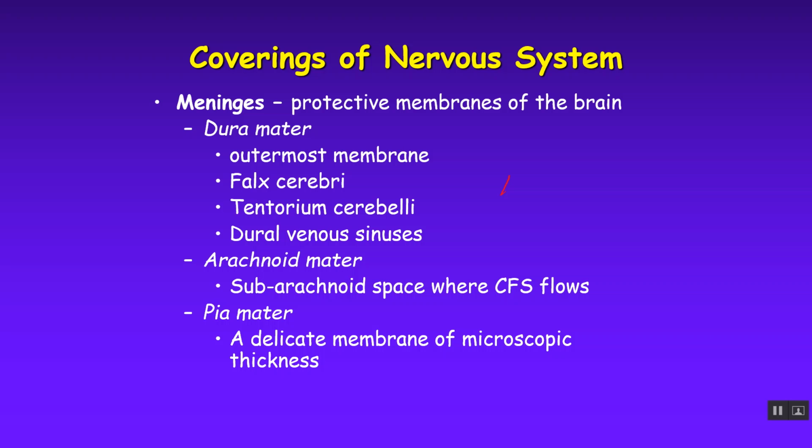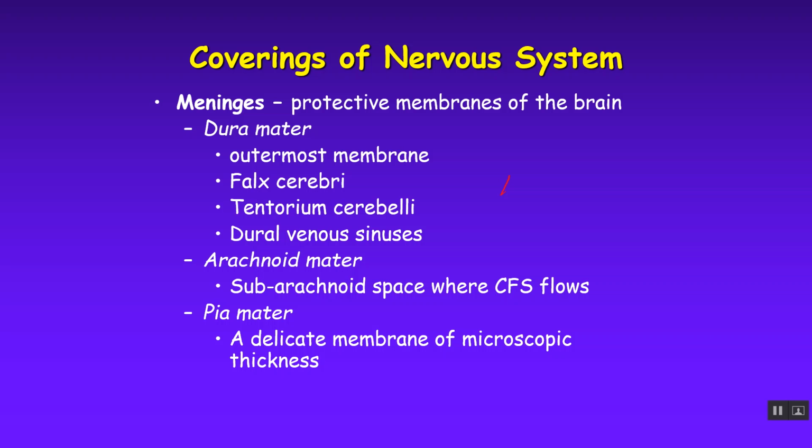The arachnoid is the next deepest layer. Arachnoid, spider-like, and actually on one of these brains there's a lot of the arachnoid left on. Most of these we've taken the arachnoid off, but one of them has quite a bit left. It looks very spiderweb-like. Right below the arachnoid is what we call the subarachnoid space, and that's where your cerebrospinal fluid actually flows. It's between the arachnoid and the pia.